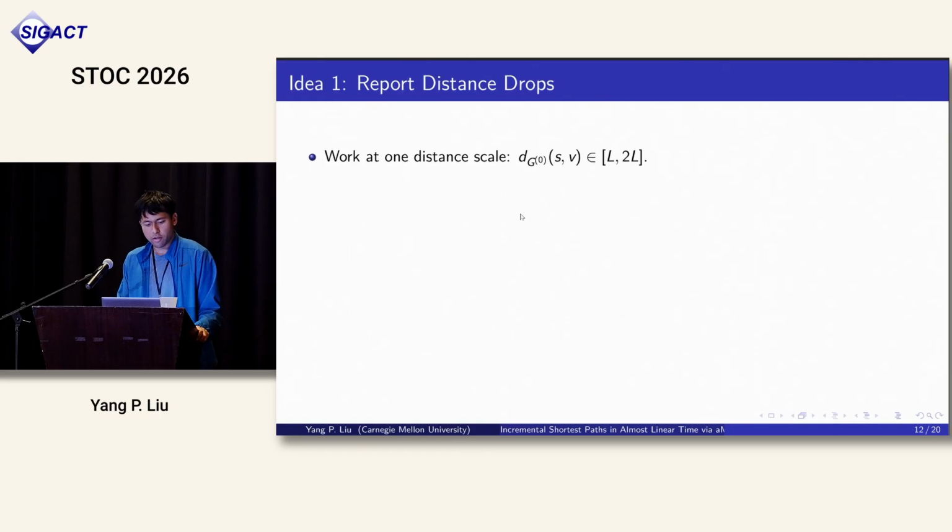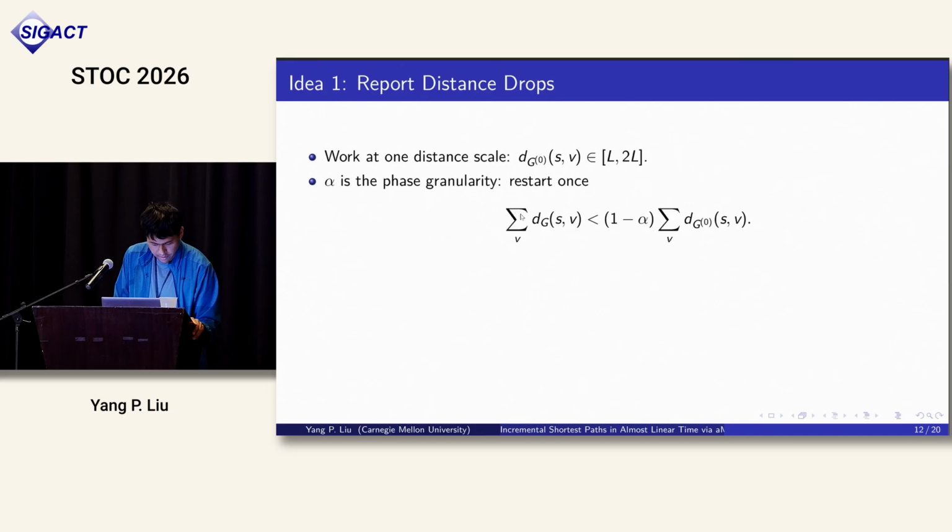Cool. Okay, so just to get in the mode of trying to understand what the algorithm is doing a little more, let's do one quick reduction. In this reduction, let's work at a fixed distance scale. Let's only focus on getting shortest path distances right if they're between some dyadic range L to 2L, and let's ignore the rest. And for this dyadic scale, initialize a phase, and a phase ends when the sum of the lengths has gone down by some 1 minus alpha factor. Detecting when a phase ends can be done with the dynamic interior point method.